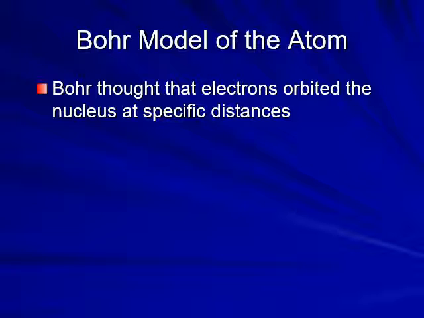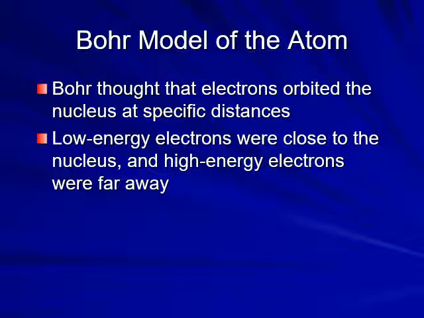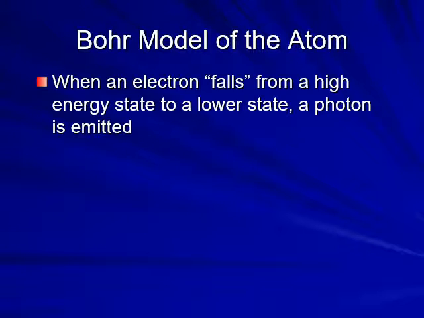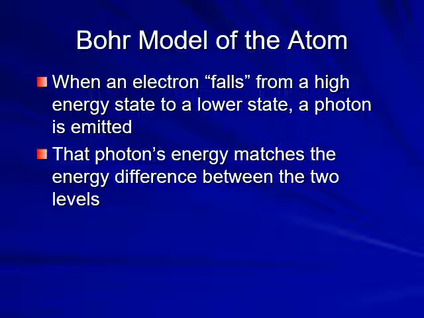So Bohr thought that electrons orbited the nucleus at specific distances, like planets around the sun. Low energy electrons were close to the nucleus, and high energy electrons were further away. If an atom were energized by either heat or high voltage, electrons would move from a lower orbit to a higher orbit. When these electrons fell back to their starting points, then a photon of light would be emitted. That photon's energy matches the difference between the two energy levels.